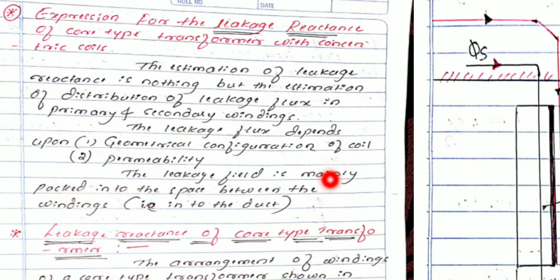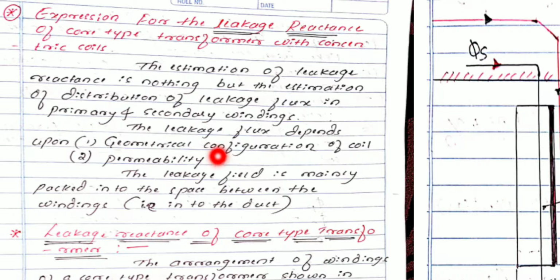So this leakage flux makes the voltage regulation very poor. That is the reason we need to estimate the total leakage flux. By that we can calculate the total leakage reactance of a core type transformer.